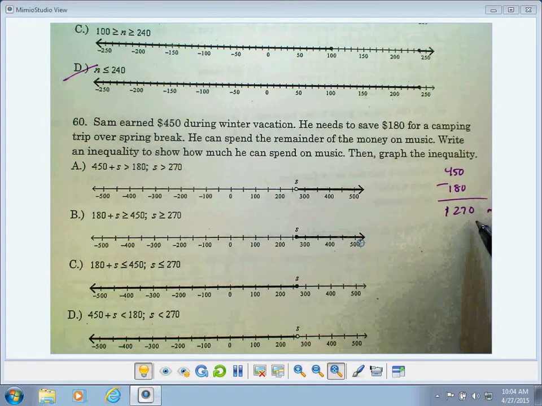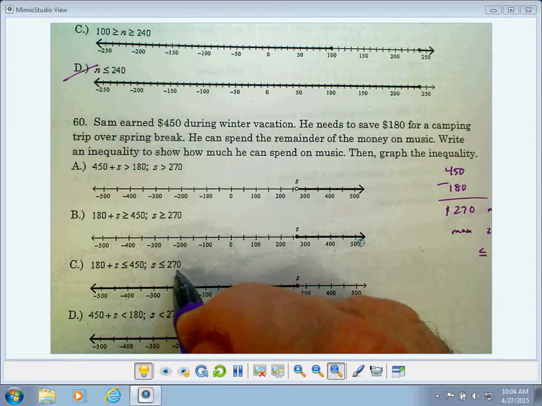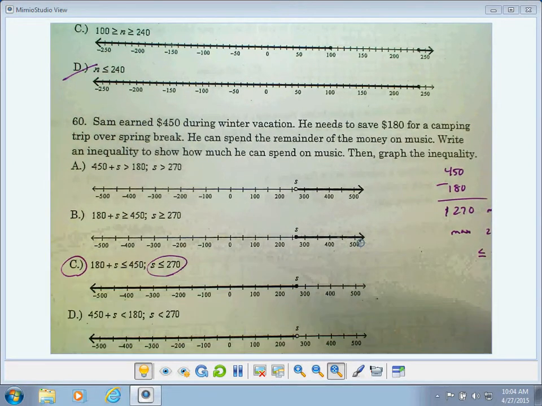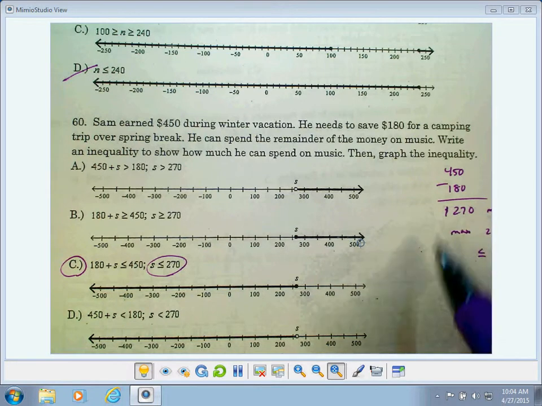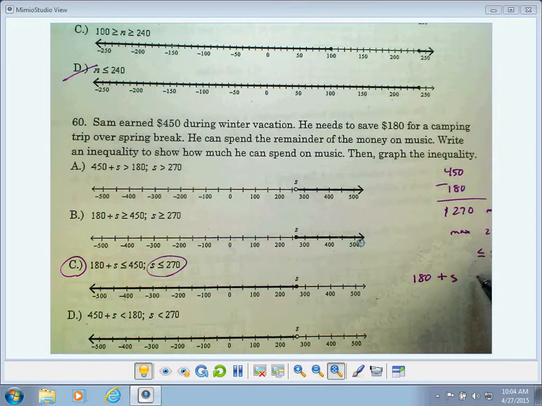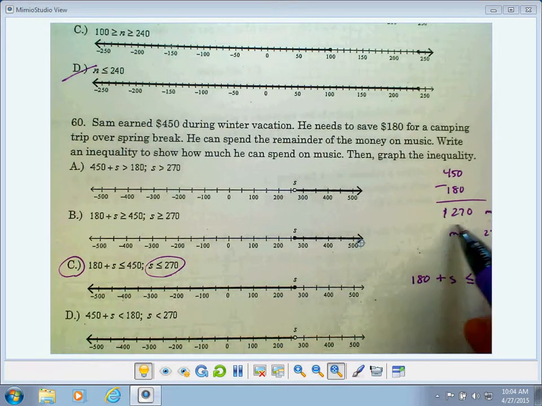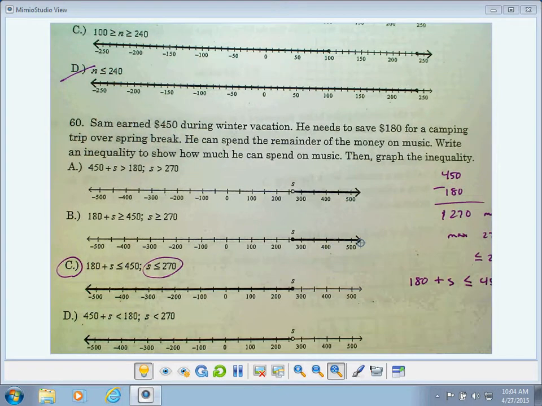So what do we know? He can spend up to $270 on music then, right? So a max of 270. So we would say that that number has to be less than or equal to 270. Here's that answer. So our answer is going to be C. But if you think about it, how do we write that inequality? Well, we're basically saying that we have 180 for the camping plus the music money, and he has to be at a maximum of 450. So that's where that inequality comes from. But maybe prior to writing the inequality, if you just think about what's happening there, you come up with the answer anyway.